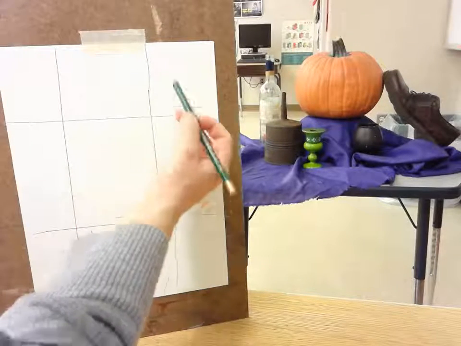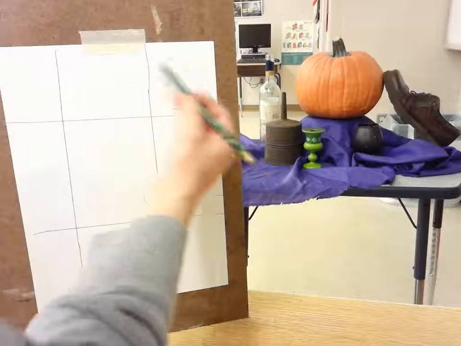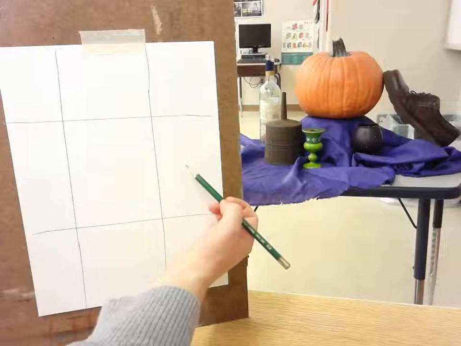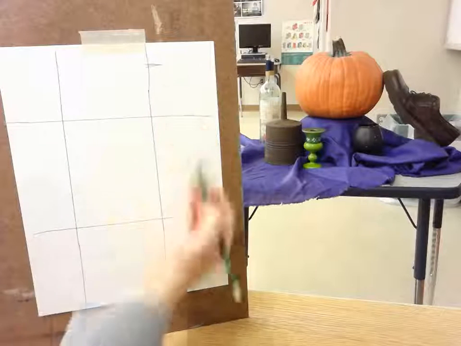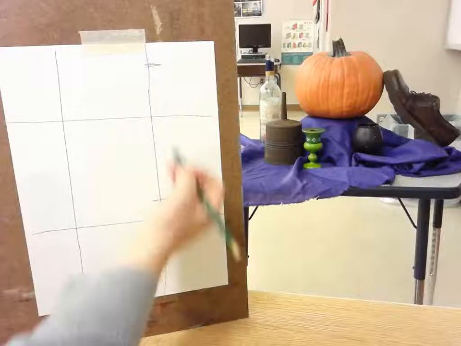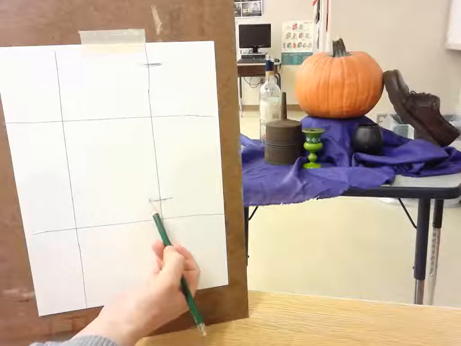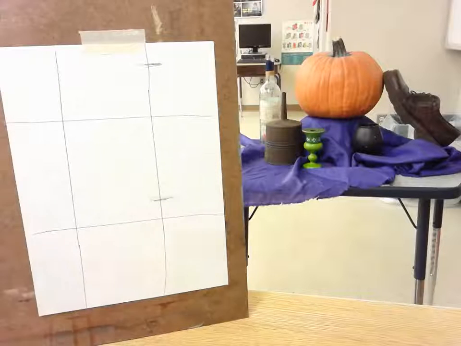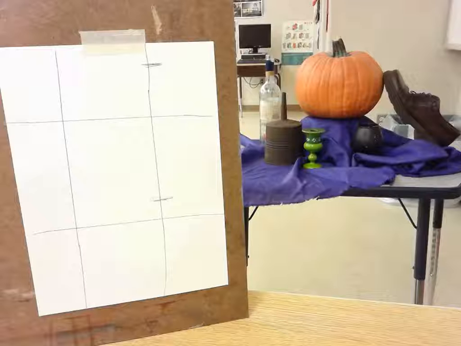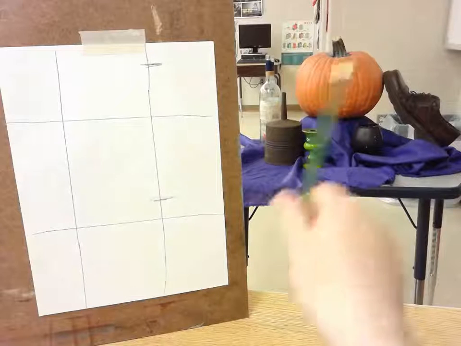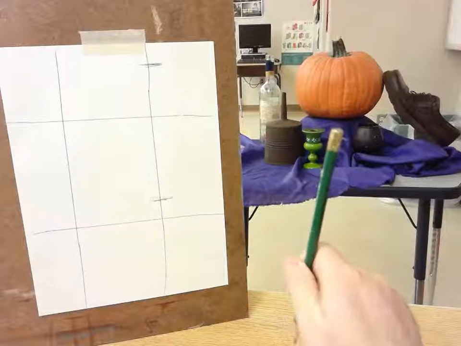I'm going to say that I want my focal point to be the pumpkin, and I want it primarily in the upper area of my drawing paper. So I'm just going to put a line here and a line here, saying this is going to be where my top of the pumpkin is going to be, and this is where the bottom is going to be. Now here's where we get technical. We want to try to measure everything that we do. So I'm going to use my pencil as my measuring tool.